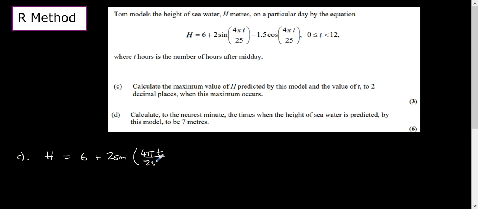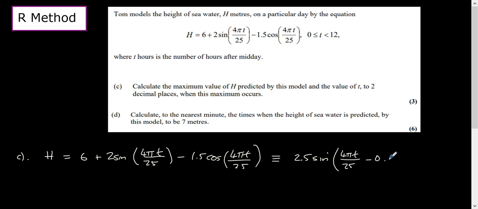So we've got 6 plus 2 sine 4 pi t over 25 minus 1.5 cos 4 pi t over 25. Now, how does this compare? Well, 2 sine theta minus 1.5 cos theta. It's just theta's different. And then we've got this 6. So actually, this equation we can write using our transformation. We've got 2.5 sine theta, which is 4 pi t over 25, minus 0.6435. All right?